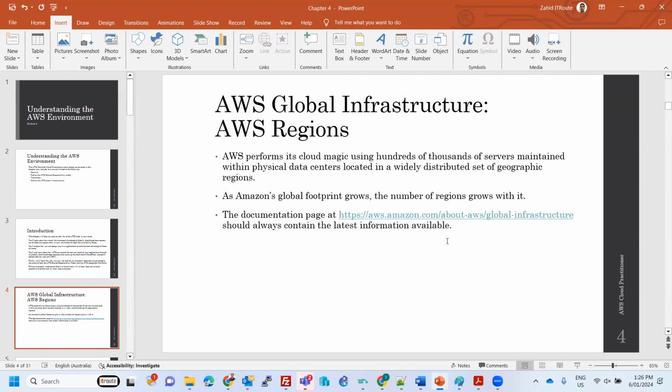Global infrastructure means, let's say, in Sydney, AWS has a few data centers. Melbourne, Brisbane, we have some data centers. Also, in another country, multiple data centers. Every country has data centers.